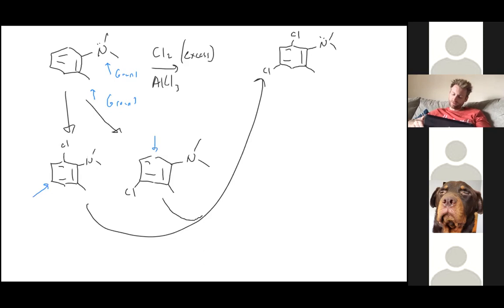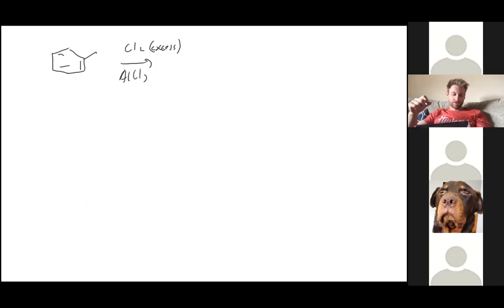So another example of this would be, we would think of this as a group 3. It can add either ortho or para. For doing it in excess, it's just going to add to all of them. So we would get this product.